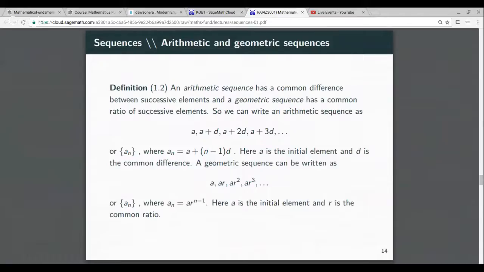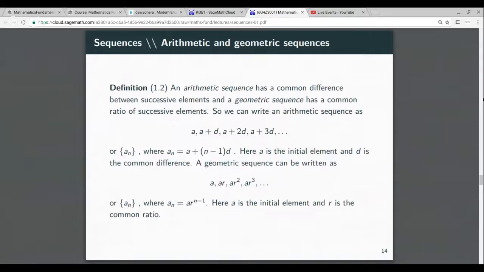There's a couple of important types of sequence that we might meet. These are arithmetic and geometric sequences. These have a particularly nice and consistent structure that makes them very easy to analyze, in a sense. So an arithmetic sequence is one which always changes by a fixed set amount.